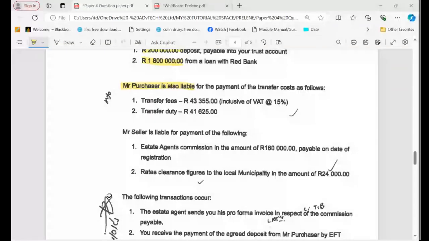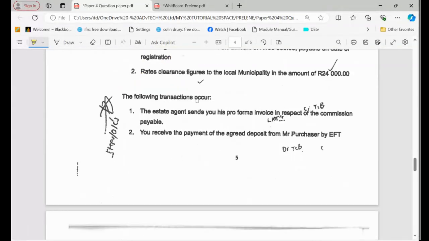Now, they said the following transactions occur. The estate agent sends you a pro forma invoice in respect of the commission payable. We're just receiving the invoice. Remember, here we're just receiving the invoice, so there's nothing that we can do at the moment. It's just that we must know that we are obliged to go and pay that. Are you with me? Yes.